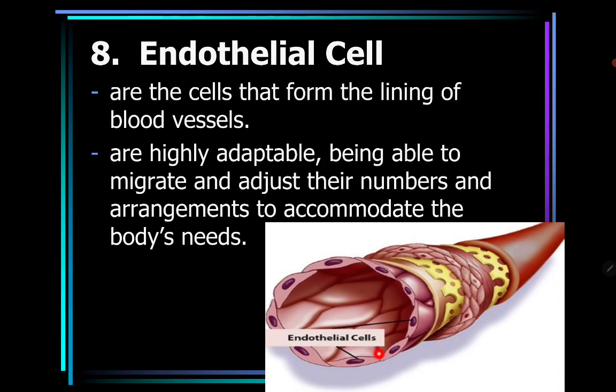Next, we have the endothelial cells. So these are the cells that are found in the linings of our blood vessels. They are highly adaptable, being able to migrate and adjust their number and arrangement to accommodate the body's needs. So whenever we have a fever, the endothelial cells will constrict. So kumbaga, when we say constrict, it will tighten. So more blood pressure, or blood will rush. But if you are sweating, it will dilate. So the diameter will increase for the endothelial cell.